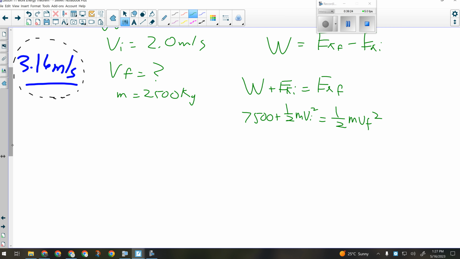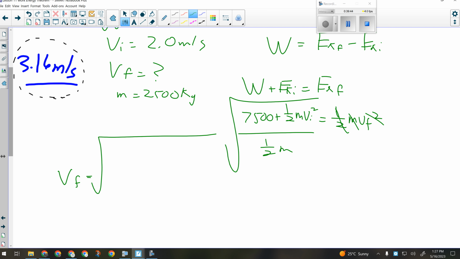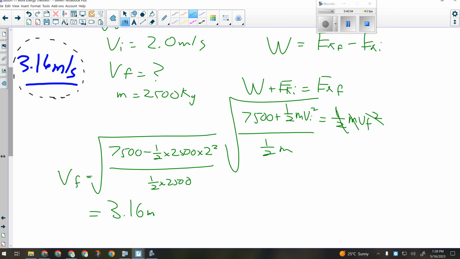So what do I do with the half and the m? Divide, because I'm multiplying them right now. So that half of m will come over here. That gets Vf squared. What do I want? Just Vf. So what do I have to do to this whole thing? Square root. So Vf will be the square root of 7,500 plus 1/2 times 2,500 kilograms times 2 squared, the initial speed of the truck, divided by 1/2 times 2,500. If I do that, I should get 3.16 meters per second.